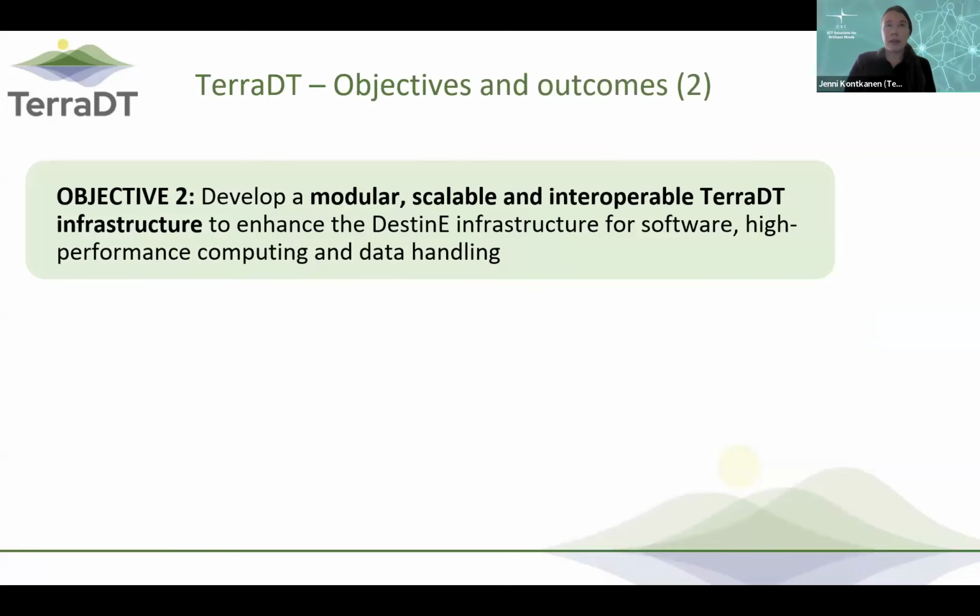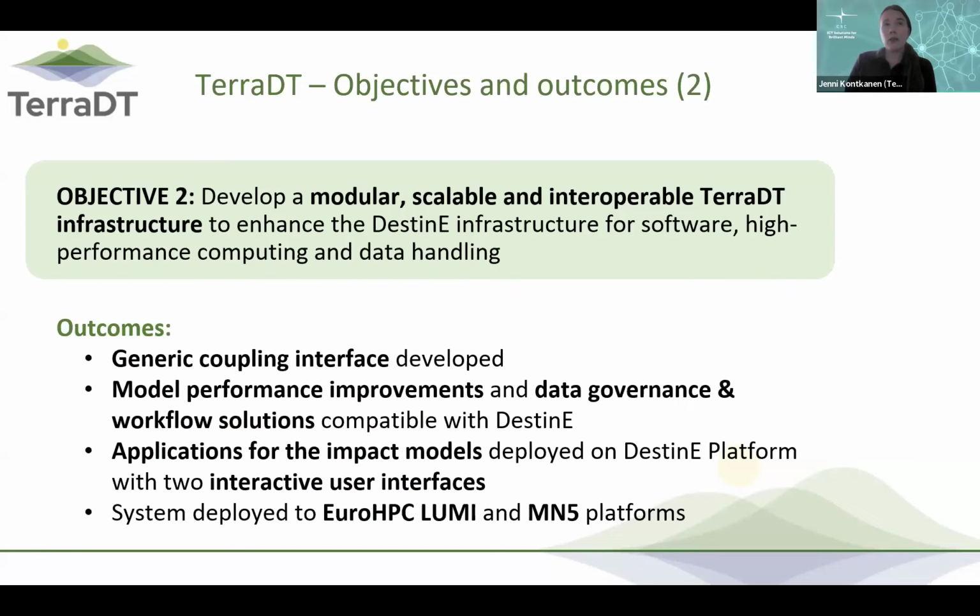Then the second objective of TerraDT is to develop a modular, scalable, and interoperable infrastructure that can enhance the Destination Earth infrastructure for software, high-performance computing, and data handling. The concrete outcomes related to this is that we will develop a generic coupling interface that will enable adding new components to these core climate models in a more flexible manner than currently. We will also improve performance of these coupled models, as well as develop data governance and workflow solutions that will be compatible with Destination Earth.